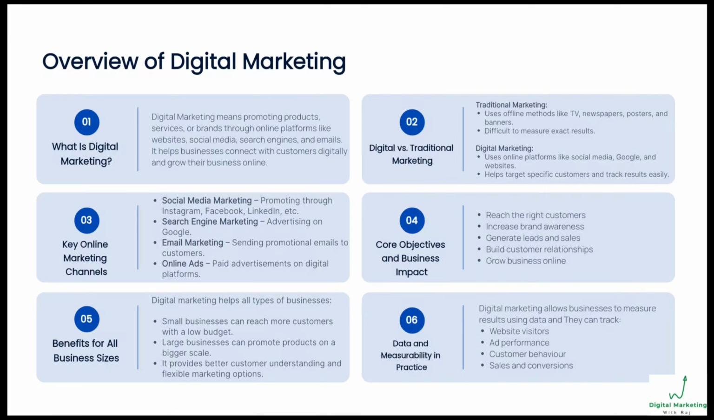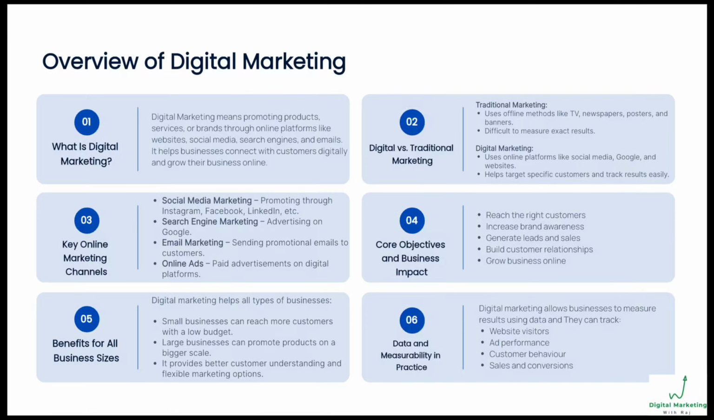There are different online marketing channels such as social media marketing, search engine marketing, email marketing, and online advertisements. Each channel helps businesses connect with customers in different ways. The main objectives of digital marketing are to reach the right customers, increase brand awareness, generate leads, increase sales, build customer relationships, and grow the business online. Digital marketing is useful for all types of businesses, whether it is a small business or large company, because it provides flexible options and helps businesses understand their customers better.